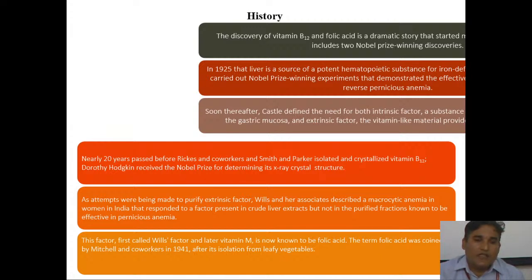And it was Michael and co-workers in 1941 who coined the term folic acid, folate. Earlier it was known as vitamin M and the Wills factor, which is present in leafy vegetables.